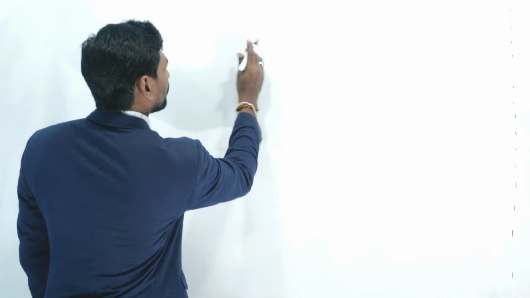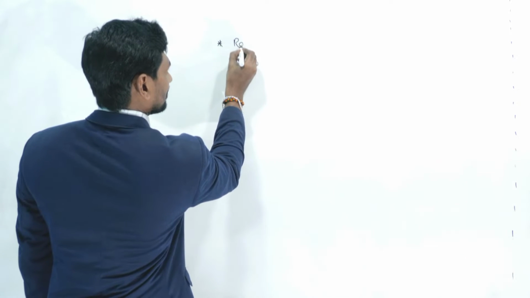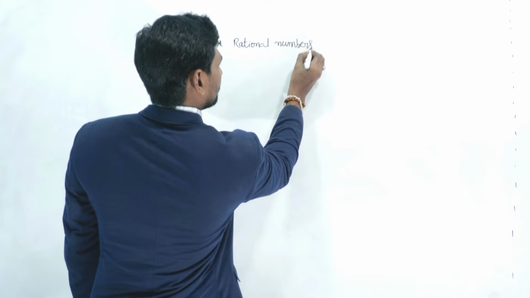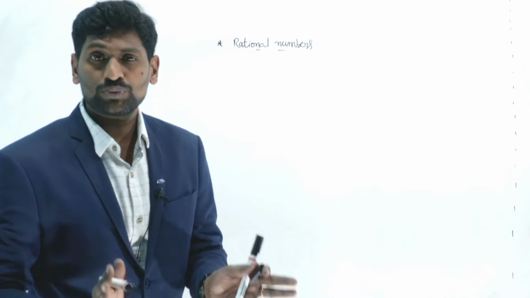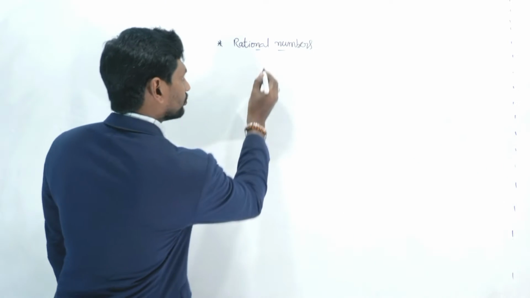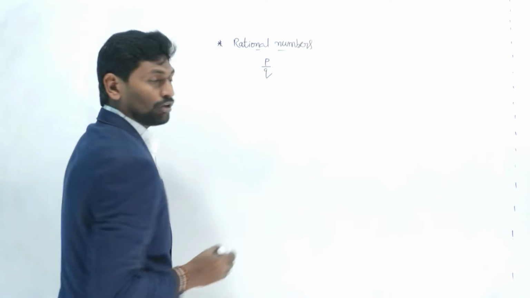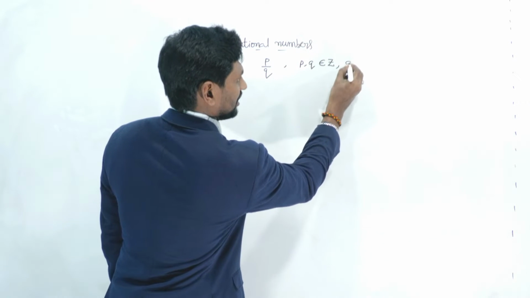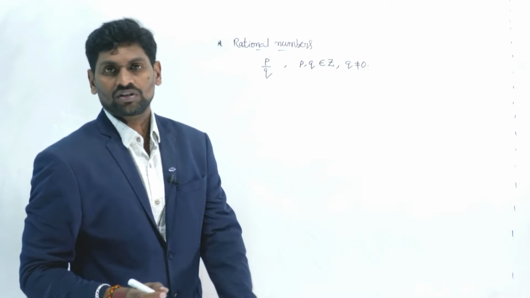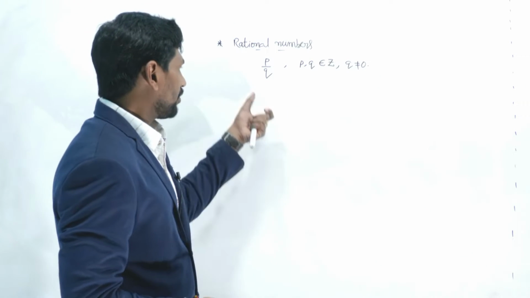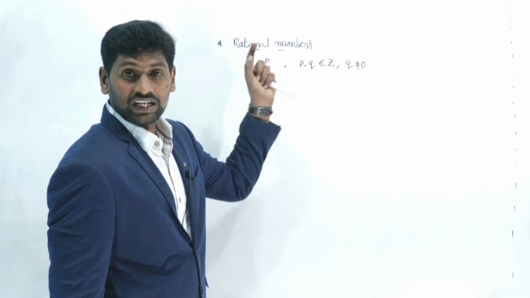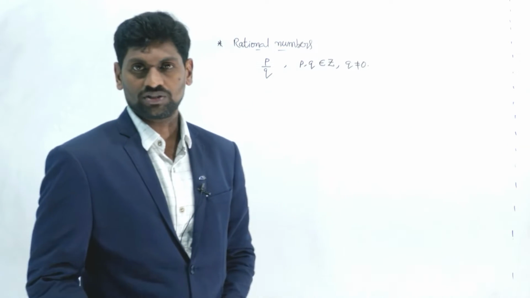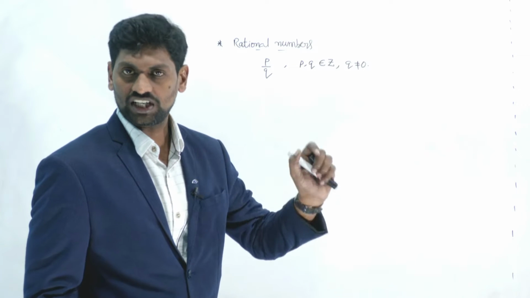Today we are going to discuss rational numbers. Rational numbers are nothing but the numbers which can be written in the form of P by Q, where P and Q belong to integers and Q does not equal 0. What are the numbers we can express in the form of P by Q are called rational numbers, where P and Q must be integers and Q does not equal 0. Such type of numbers are called rational numbers.